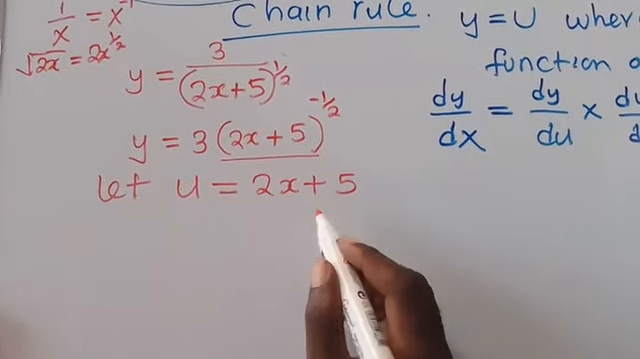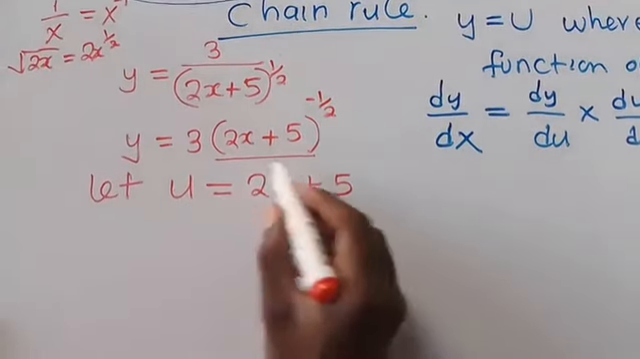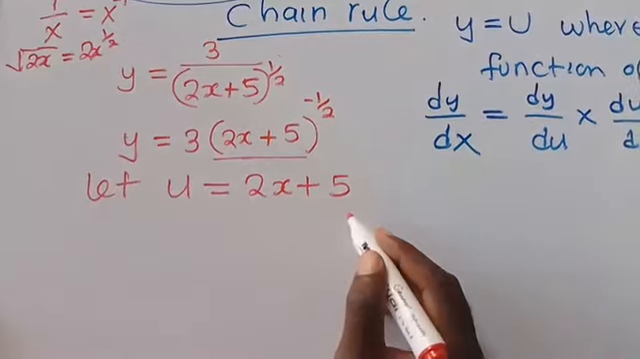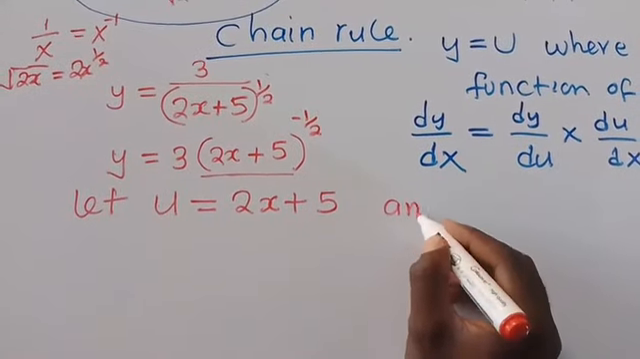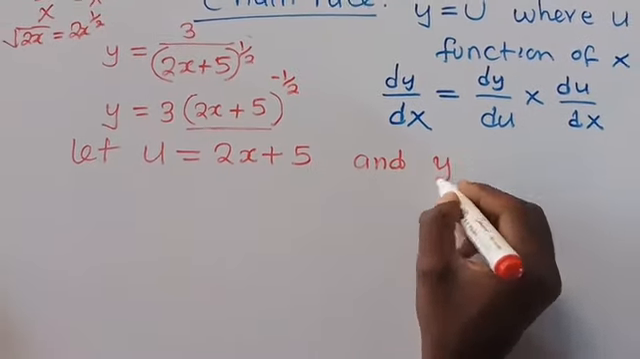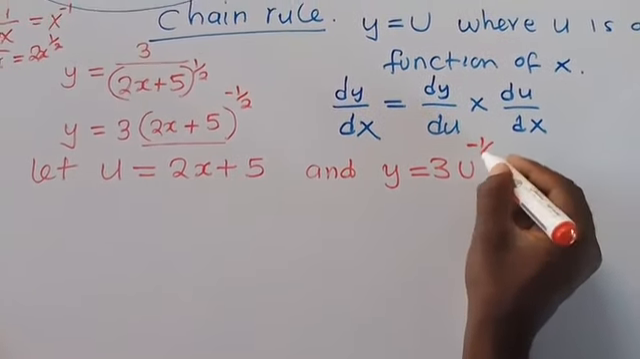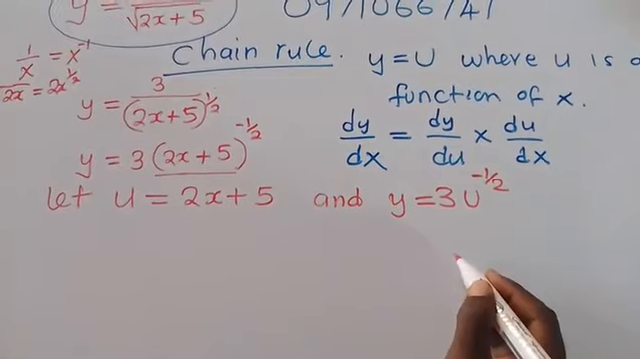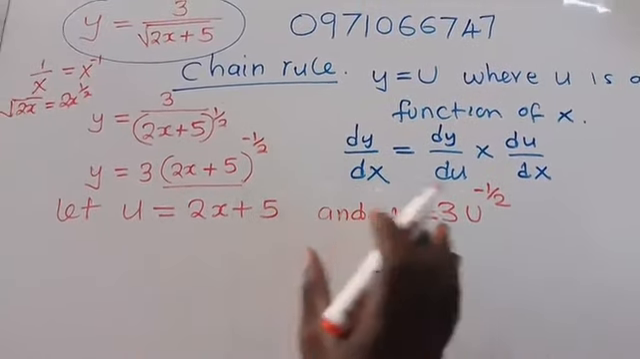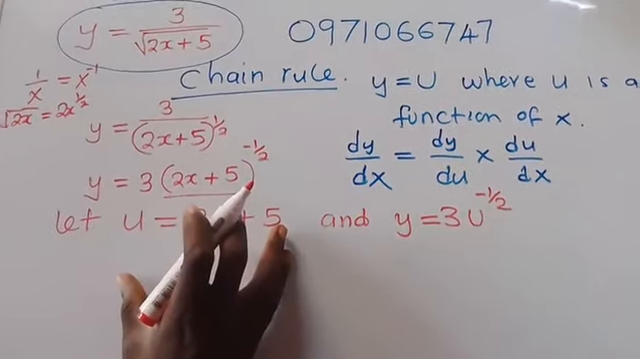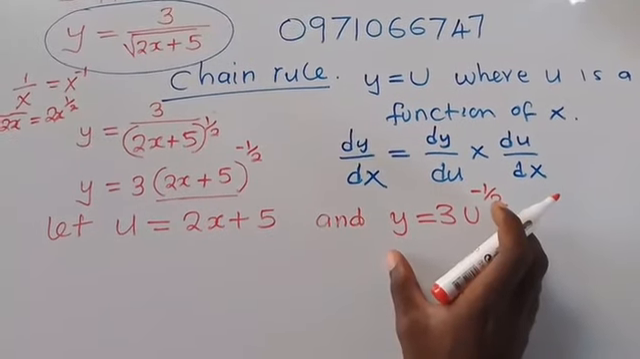So now, if you want to answer this, we've seen u is equal to what is in the bracket. So then you're going to say y is equal to 3u to the power 1 over 2, like this. So I've come up with the two equations. So I need to differentiate this one and differentiate this other one.